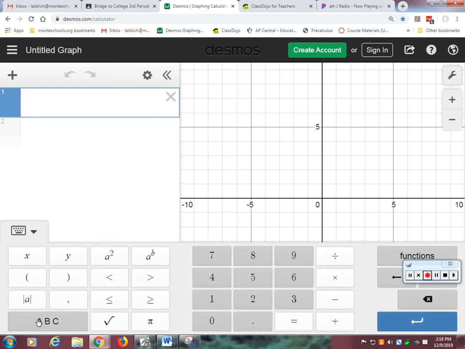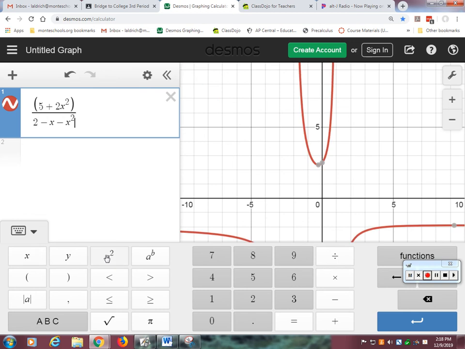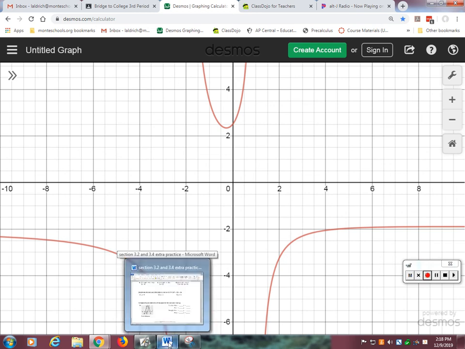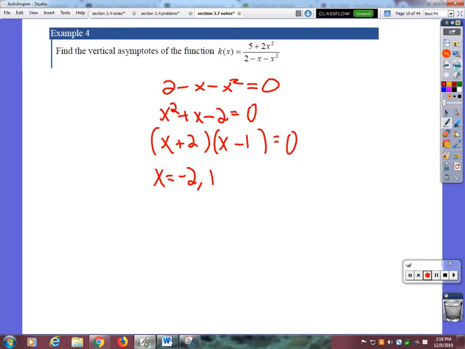Back in the bat cave. What was the function? 5 plus 2x squared is on top. 2 minus x minus x squared on the bottom. You were promised vertical asymptotes at 1 and at negative 2, and vertical asymptotes at 1 and at negative 2 is what you shall get. So, math works. What do you know? All right, what else we got?